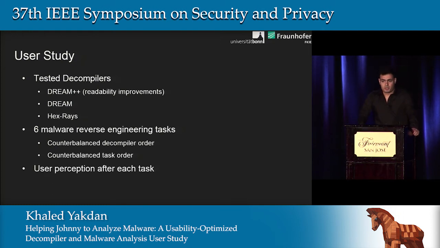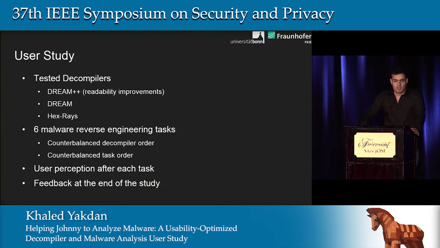To measure user perceptions, after each task we asked the participants a few questions regarding the usability or readability of the code. At the end, we showed them the decompiled output generated by all decompilers and asked them to give a rating for each of the three decompilers. At all stages in the study, we didn't tell participants which decompiler was used to generate the code, in order to have unbiased results.